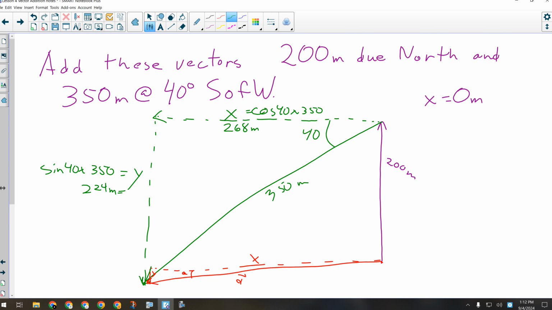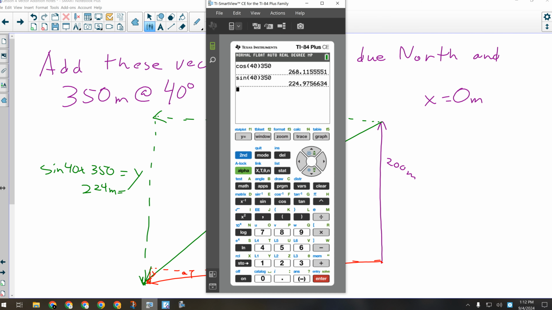I'm still doing the same thing I did on the last question. I'm taking the two x's and adding them together. It's just easier because one of them is 0. So red x is going to be 268 meters. And red y, that's going to be the 200 minus the 224. I'll actually put in the numbers here, just so I have all the decimals. 24.98.